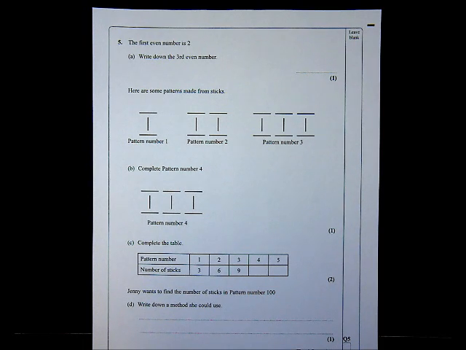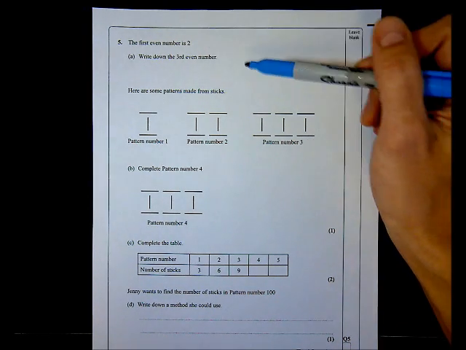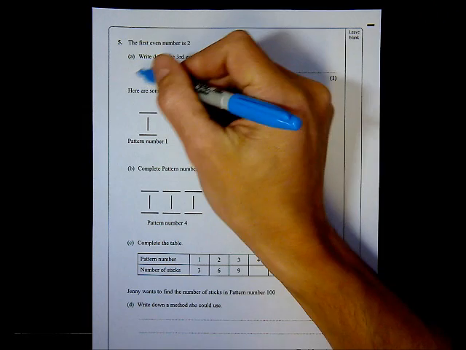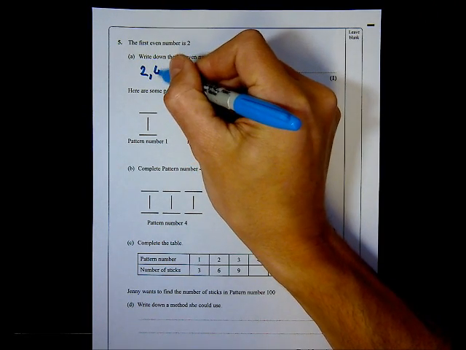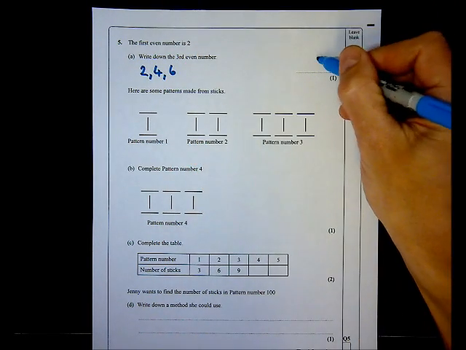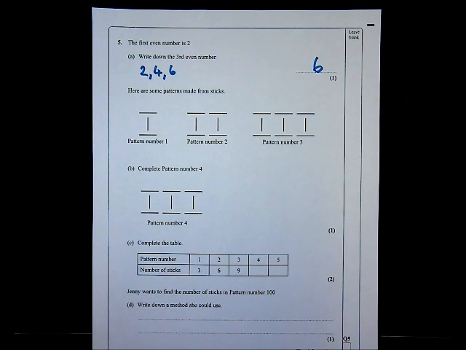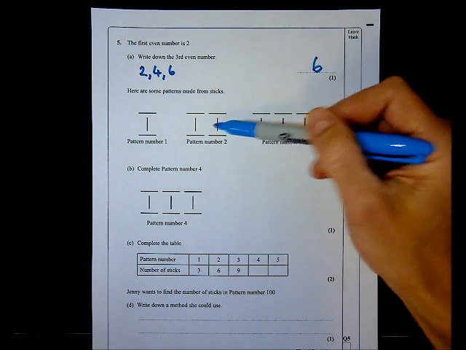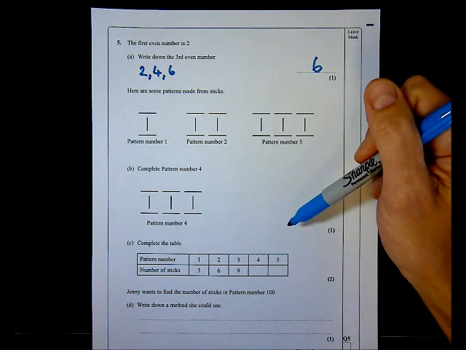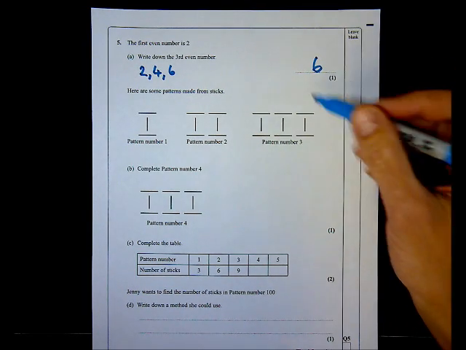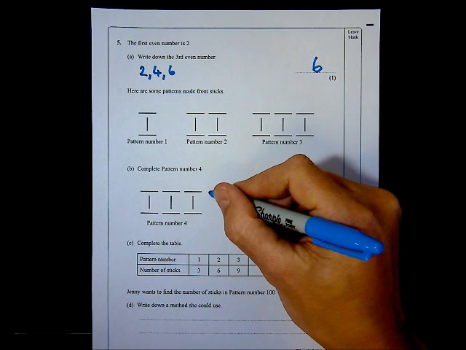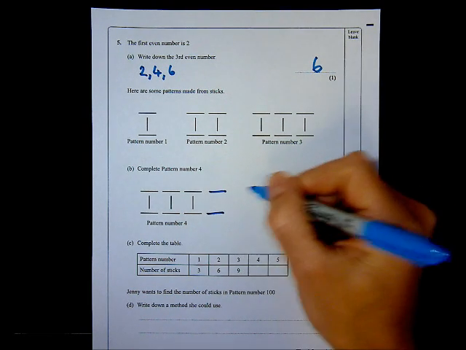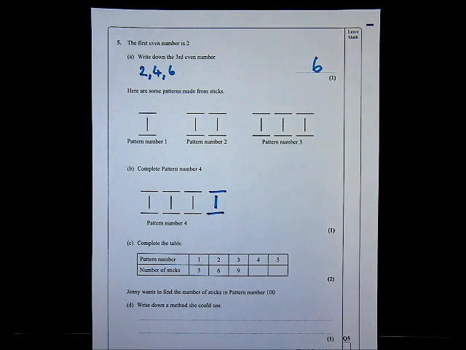On question number 5, I'm told that the first even number is 2, and I'm asked to write down the third even number. So the even numbers go 2, 4, 6, so the third even number will be 6. In the second part of the question, I'm told that the pattern continues as follows, and I'm just asked to continue and finish off pattern number 4. So I can see that I need to have an extra line on the top, and one on the bottom, and a line in between.